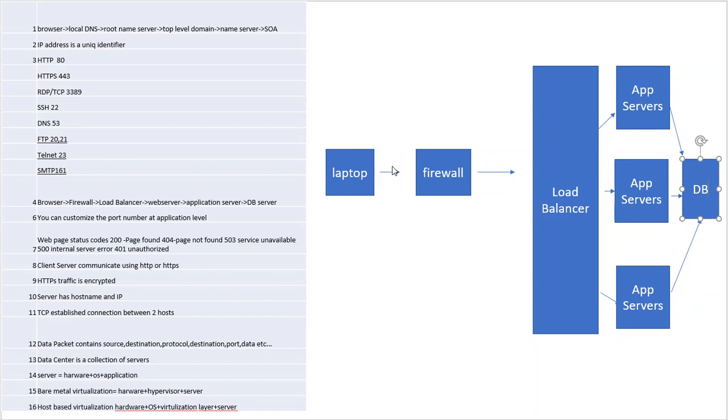Server has host name and IP. So your server has an IP address. Any system is identified by your IP. Okay, and a host name will be there. TCP traffic will be established between two hosts. Whatever data goes from your laptop to the server flows through a concept called data packets.